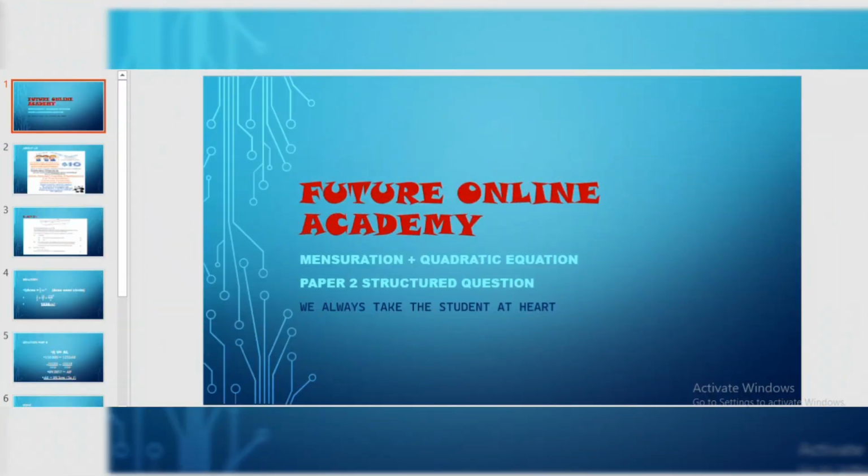Today we're going to look at a mensuration question plus quadratic equation. That's a paper 2 structured question actually. As our priority, we always take the student at heart. So today we are going to look at this question. It's a paper 2 structured question actually.